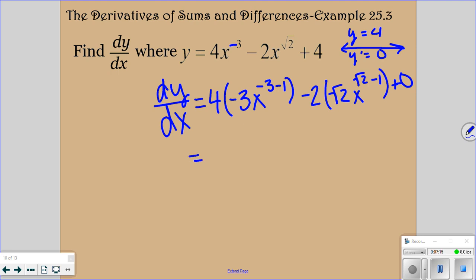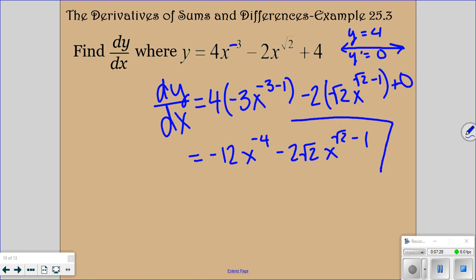Okay, so now we're just going to distribute. We have negative 12 x to the negative 4 minus 2 square root of 2 x to the square root of 2 minus 1. And so that would be your derivative.